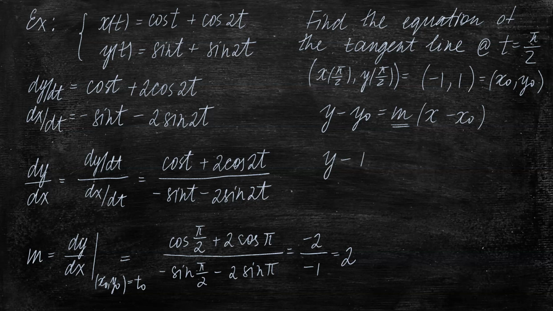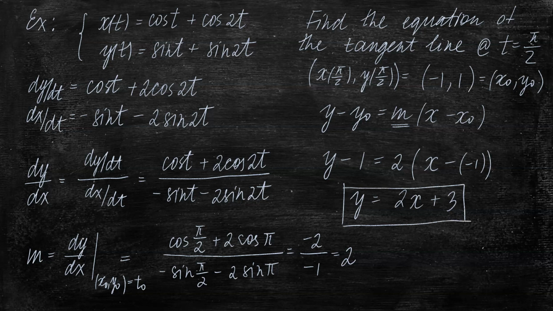So y minus 1 is equal to 2 times x minus -1. So the final answer is, we distribute this over, so 2x plus 2, and we bring 1 over to the right, so the final answer is this. So this is the equation of the tangent line to the graph of this parametric curve when t equals pi over 2.